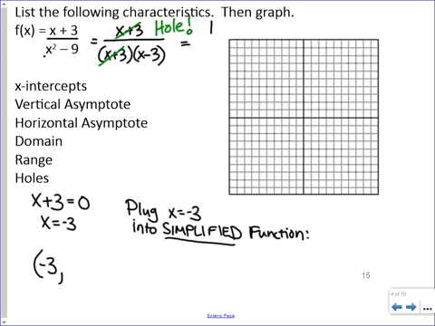In the numerator, I would have a placeholder of 1, and in the denominator, I would have just that x minus 3 factor. So that's what I'm going to put the -3 into to figure out the y value of my hole. So I'll say y equals 1 over -3 minus 3. That's 1 over -6.